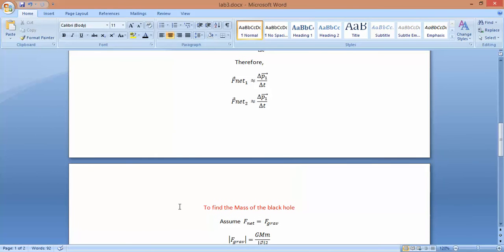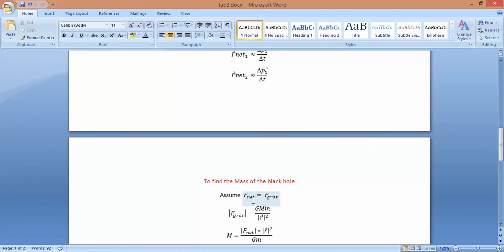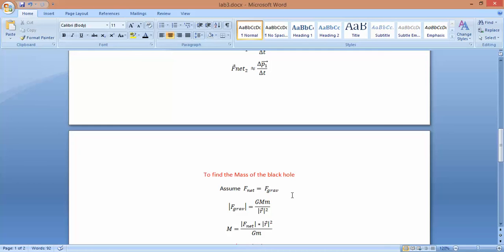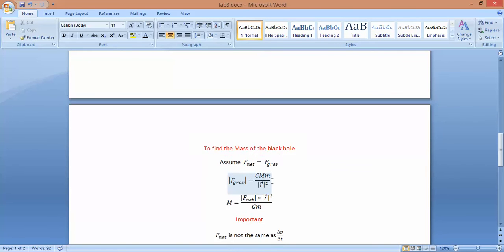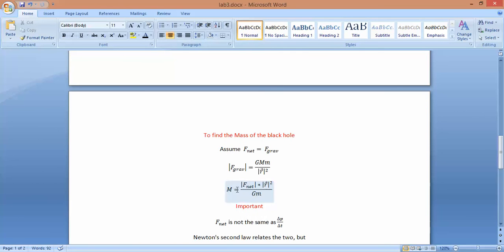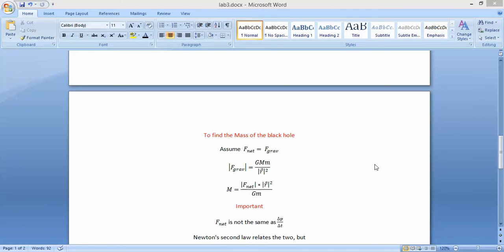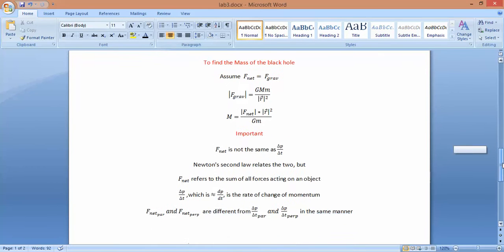To find the mass of the black hole, we use this net force that we find, and we know that gravity is the only force acting on the object, so F net equals the force of gravity. So we can use the force of gravity equation and single out the mass of the black hole, which equals the net force times the distance squared over the gravitational constant times the mass of the star. So that is our method for finding the mass of the black hole.